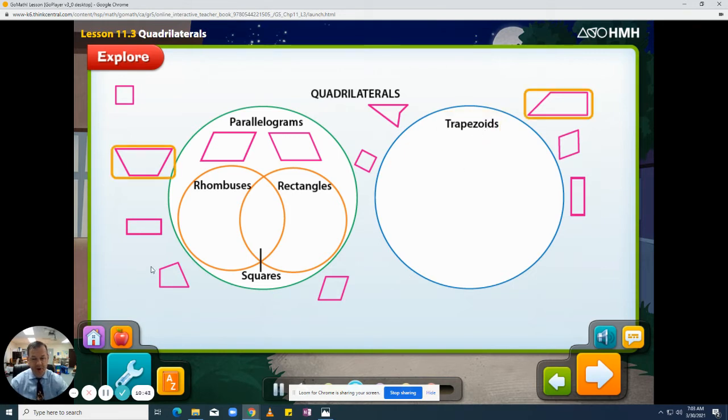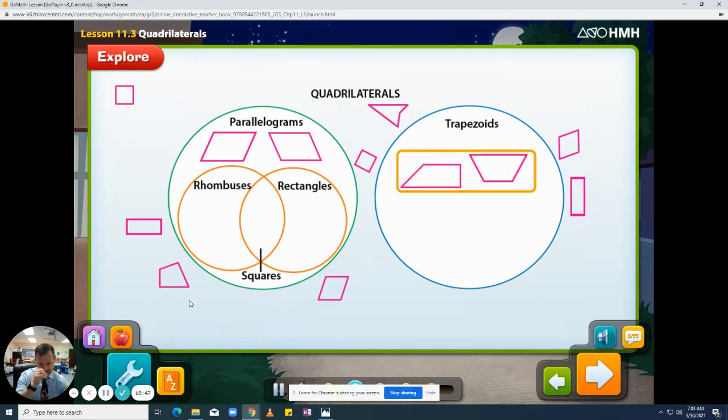A trapezoid has no... it says this one is not. A trapezoid has at least one pair of parallel sides. Oh, I know. This one doesn't have any. These shapes are trapezoids. Sorry.